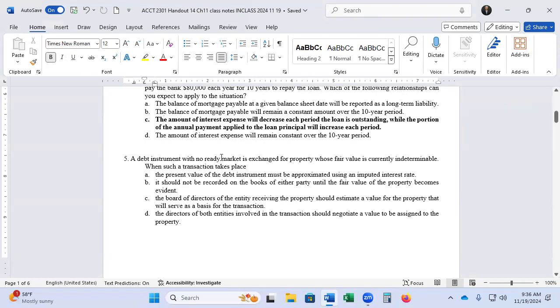A debt instrument with no ready market is exchanged for property whose fair value is currently indeterminable. When such a transaction takes place, normally you're supposed to value the transaction based on one of them, which you kind of know the fair value. In a situation where you're not sure, the present value of the debt instrument must be approximated using an imputed interest rate.